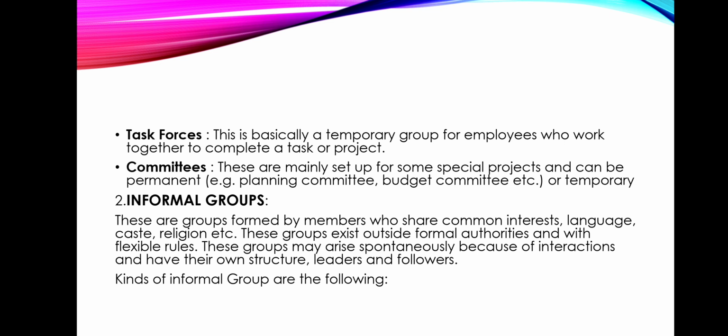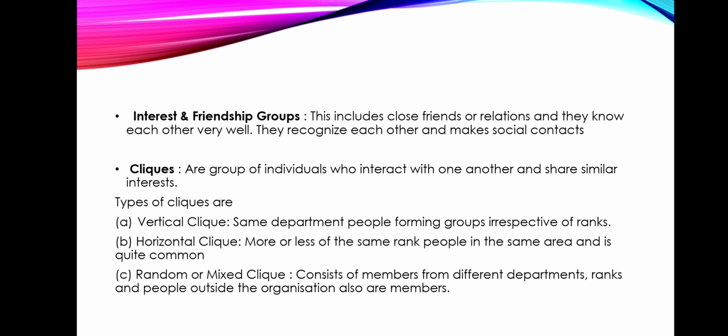Second type of group is informal group. These are groups formed by members who share common interests, language, caste, religion, etc. These groups exist outside formal authority and with flexible rules. These groups may arise spontaneously because of interactions and have their own structure, leader, and followers. Different kinds of informal group are: first one, interest and friendship groups. This includes close friends or relations and they know each other very well. They recognize each other and make social contacts.